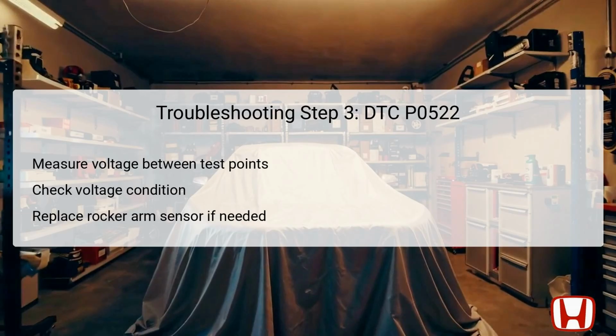If the voltage is within this acceptable range, the logical next step would be to replace the rocker arm oil pressure sensor, as it is unlikely to be functioning correctly. Should the voltage reading fail to meet this standard, you will proceed to check wiring faults in the next troubleshooting steps.